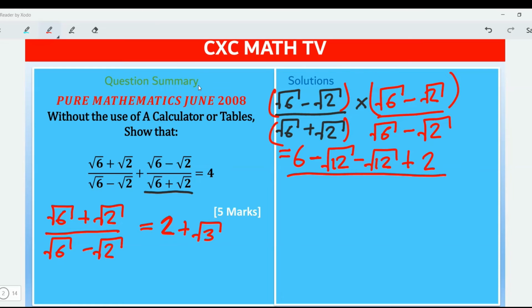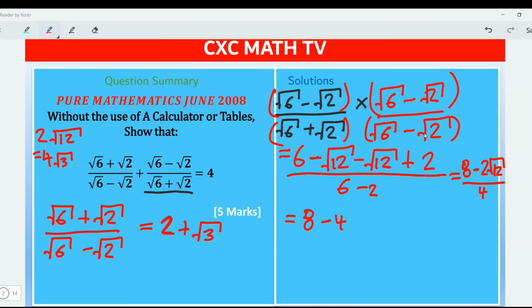So we have root 6 times root 6. Remember, that is 6. Then we have minus root 2 times root 2 is 2. So this is working out to be 6 plus 2 is 8 minus 2 root 12 over 6 minus 2, which is 4. Now remember, we already found from the previous part of the video that 2 root 12 was 4 root 3. So in this case, this part is working out to be 8 minus the 2 root 12, we can replace with 4 root 3, over 4. Dividing both sides by 4, 8 divided by 4 is 2, and minus 4 divided by 4 is minus 1, so that's just minus root 3.